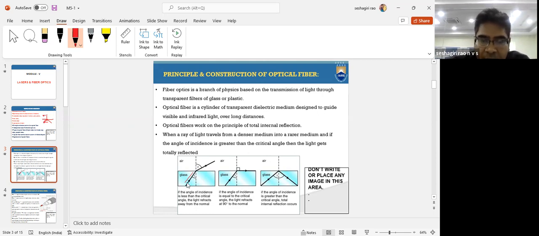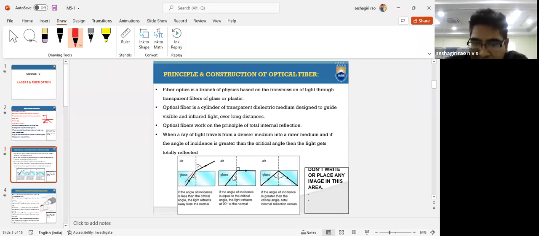So we have the glass. The ray of light is traveling from glass to air, right? So the light is refracted here, and this is what we call refraction. If the angle of incidence is less than the critical angle, then light refracts away from the normal. So this is your normal. The light is refracting away from the normal, making some angle r, right?